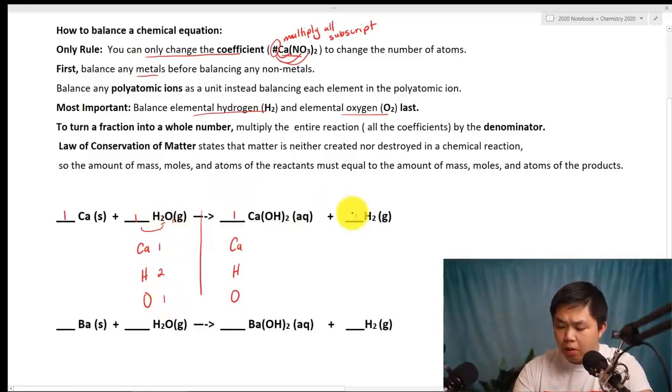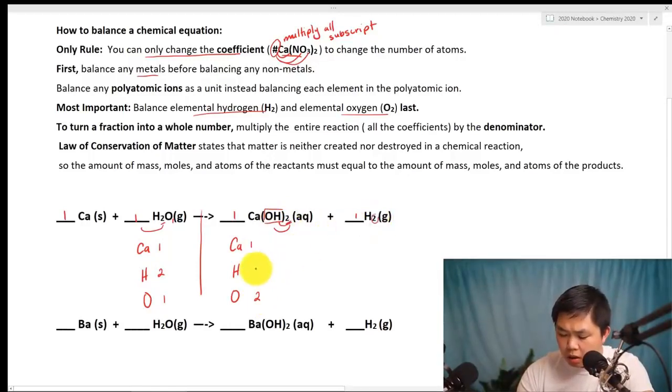Now on this product side, we have calcium. Look at this 2 right here. This 2 only applies to whatever is inside the parentheses, okay? So for calcium, we just have 1. And for oxygen, look at this, 2 times 1 gives you 2. But for hydrogen right here, 2 times 1 gives you 2, but we also have another 2 right here. So that gives us a total of 4. And that's how we count the number of atoms for each element.